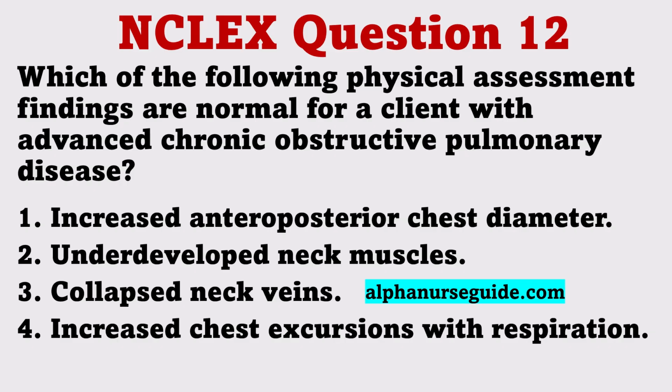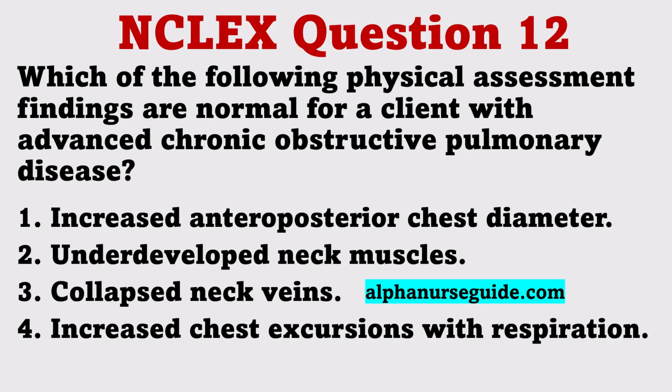The correct answer is 1. Increased anteroposterior chest diameter is characteristic of advanced COPD. Air is trapped in the overextended alveoli, and the ribs are fixed in an inspiratory position. The result is the typical barrel-chested appearance.